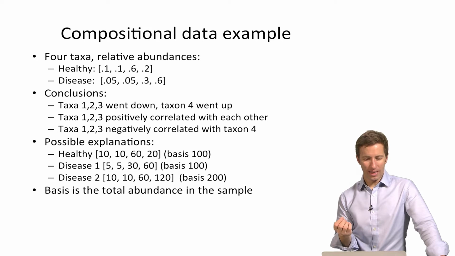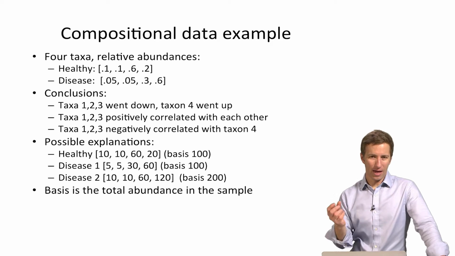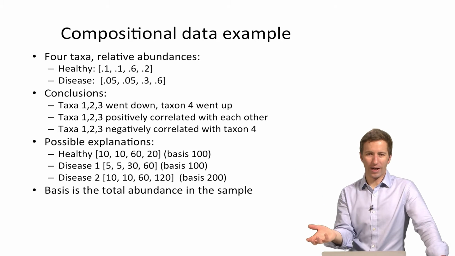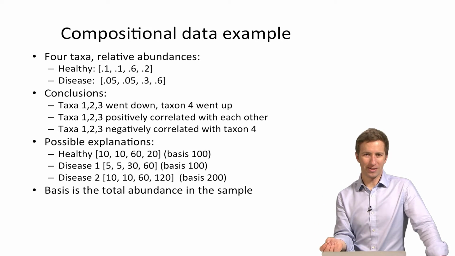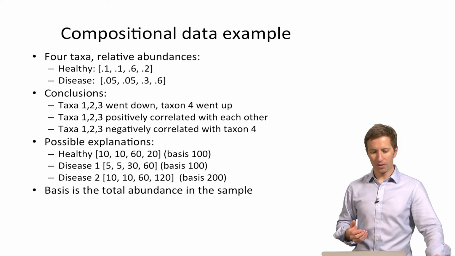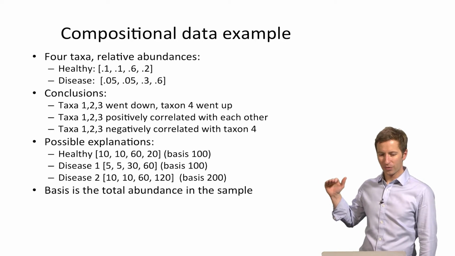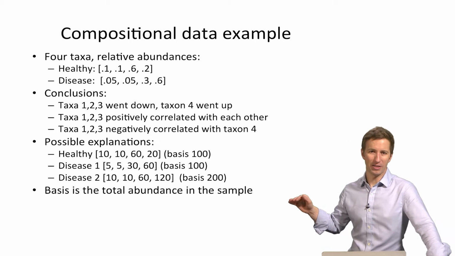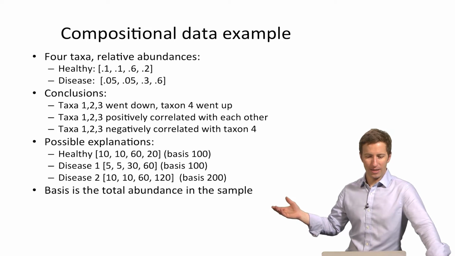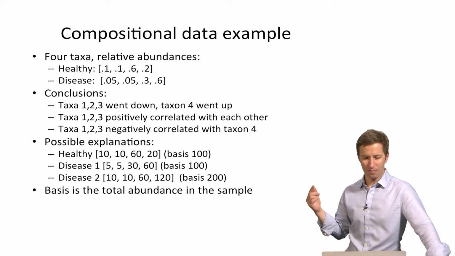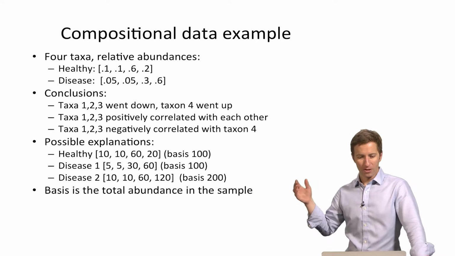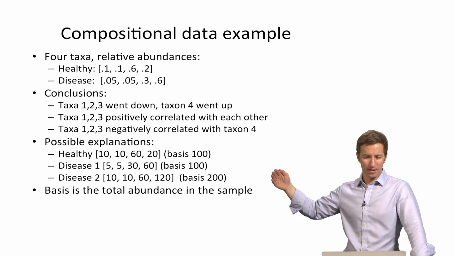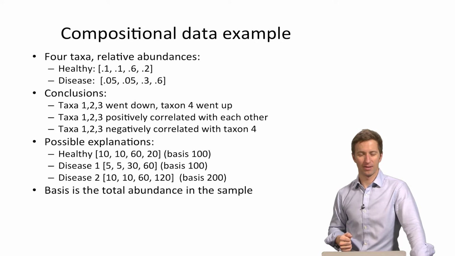But the problem is that you don't know the absolute abundance of each community that generated those fractions. And this is a real number that we don't have. This number is called the basis for each community. So here are some different bases that could explain that data. Let's imagine that the healthy subject had a basis of 100. Then that means that the counts have to sum to 100. So that means that this community had 10 of the first bug, 10 of the next bug, 60 of the next bug, 20 of the last bug.